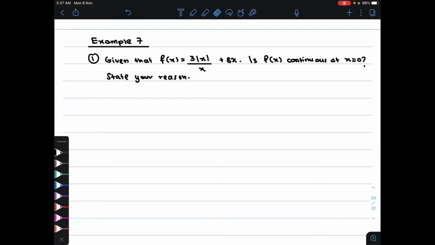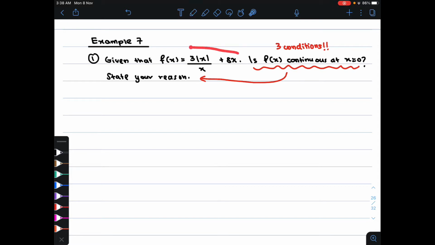Let's do example 7, question 1. We are given this f(x) and we need to find whether f(x) is continuous at x equal to 0. So we're talking about continuity, therefore we have 3 conditions that need to be applied. And then it says state your reason. So basically, this condition will be your reason of why f(x) is continuous at x equal to 0 or not.